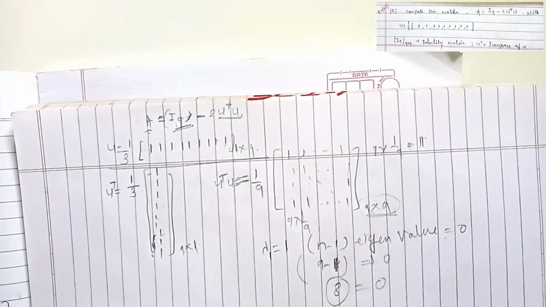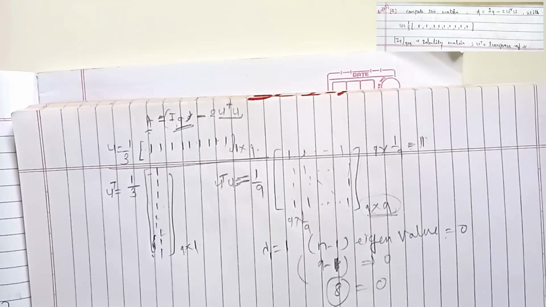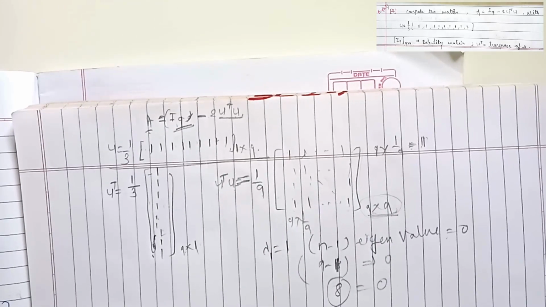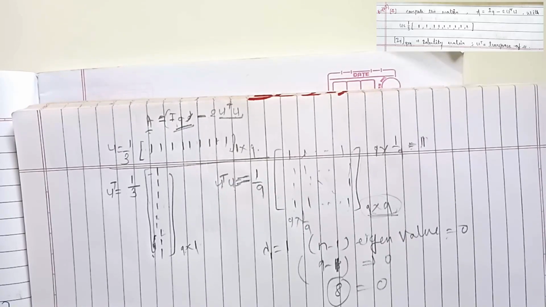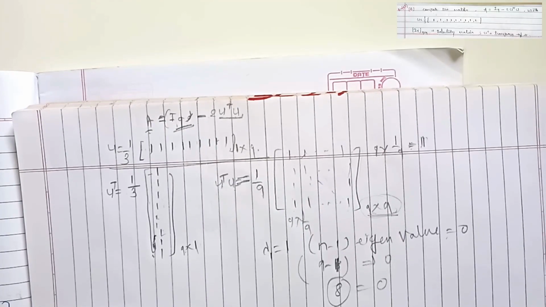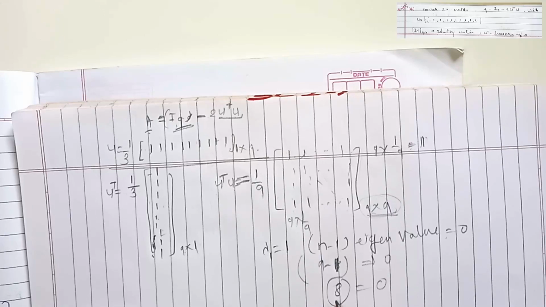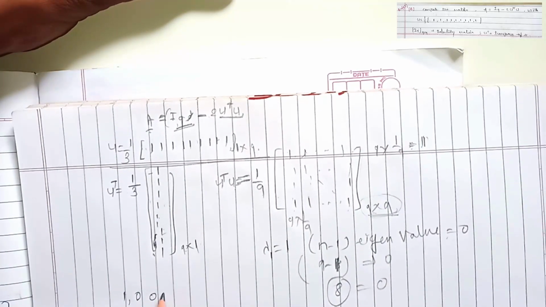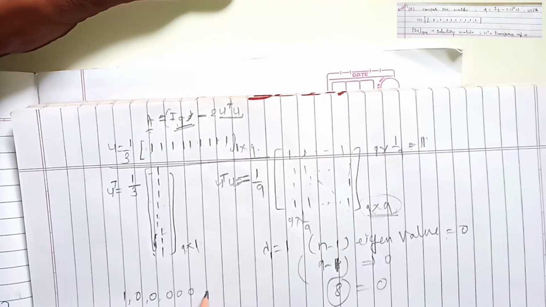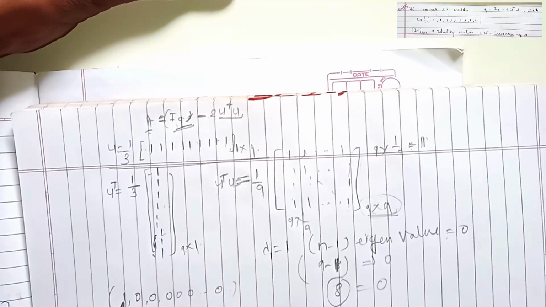Or you may go for the reduction of a matrix by using row transformation, column transformation, then you will get the required answer. So that is the other way to find out the answer also. So you can see it here. I got only one eigenvalue 1 and the remaining eigenvalues are 0. This is 8 times 0 and one eigenvalue 1.